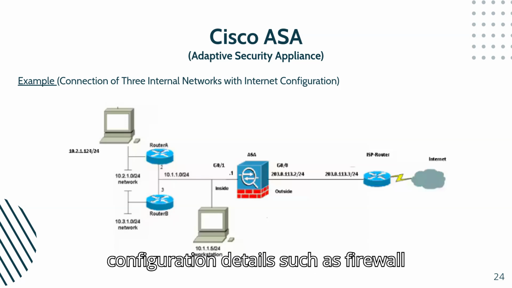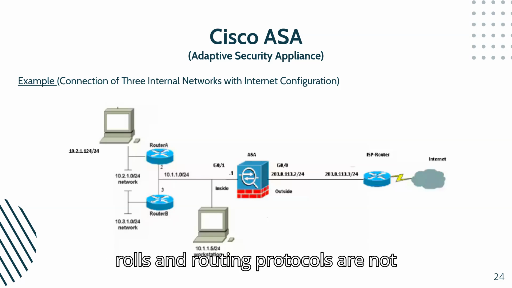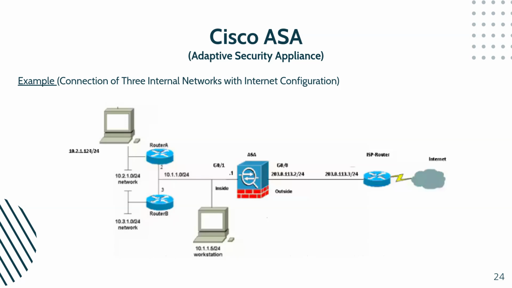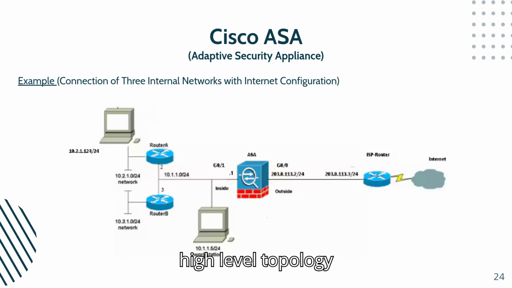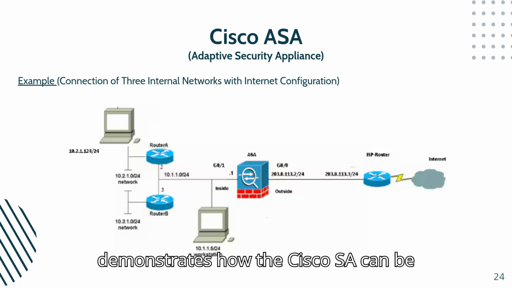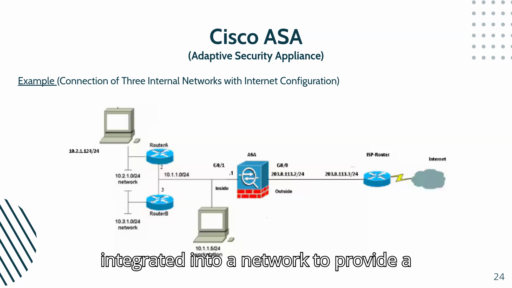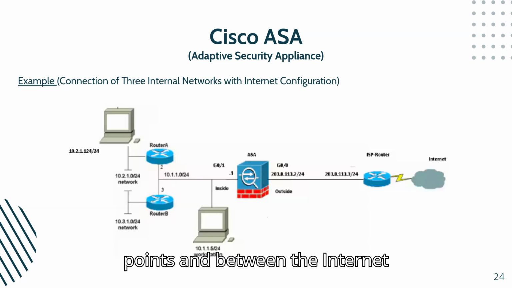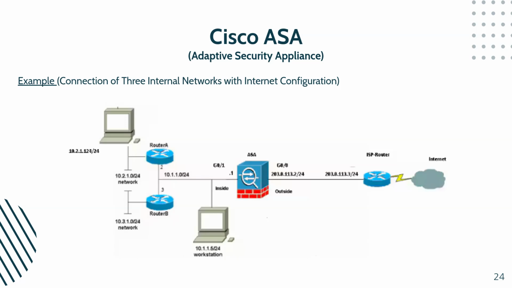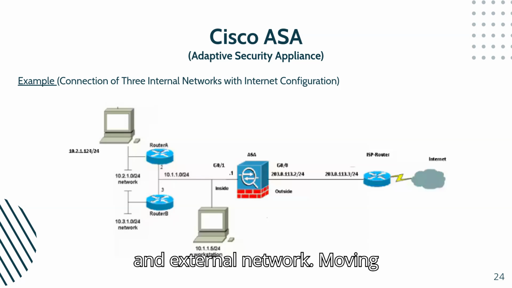The specific configuration details, such as firewall rules and routing protocols, are not explicitly shown in the diagram, but this high-level topology demonstrates how the Cisco ASA can be integrated into a network to provide secure and controlled access between points and between the internet and external network.